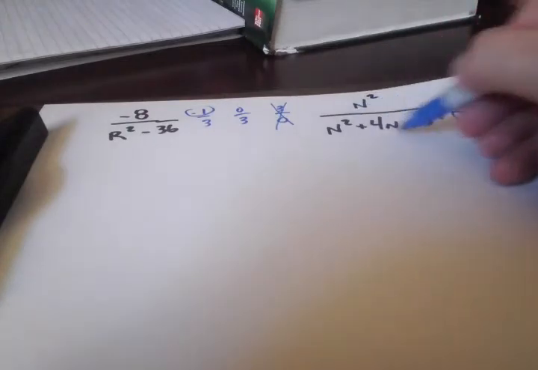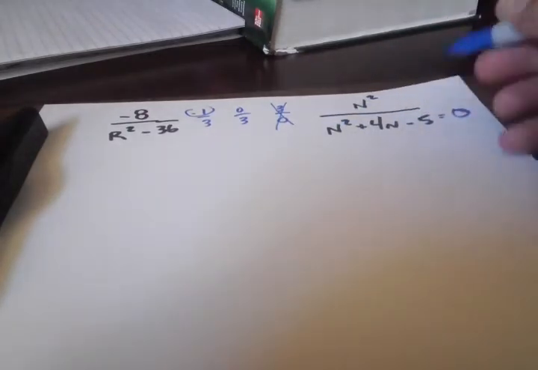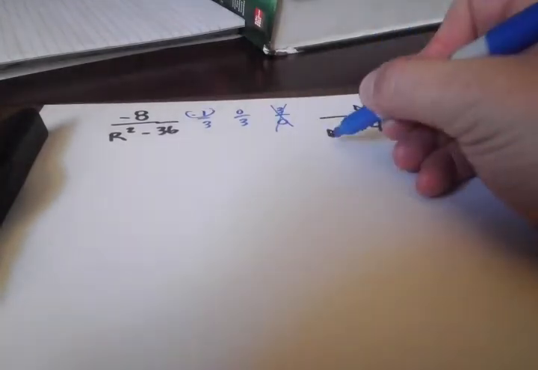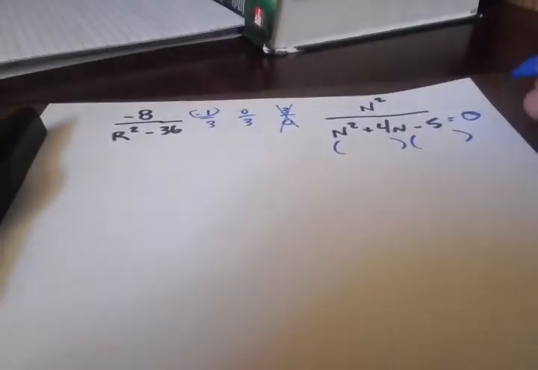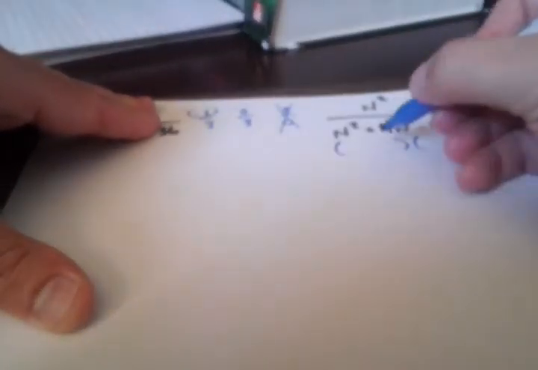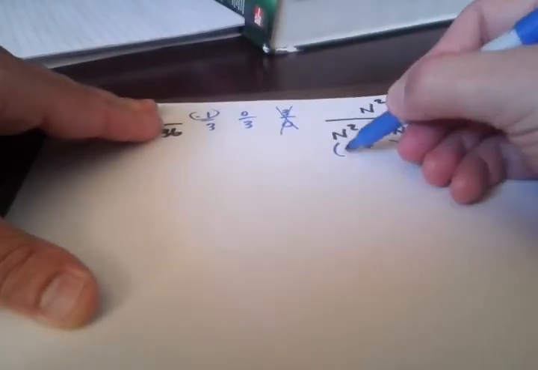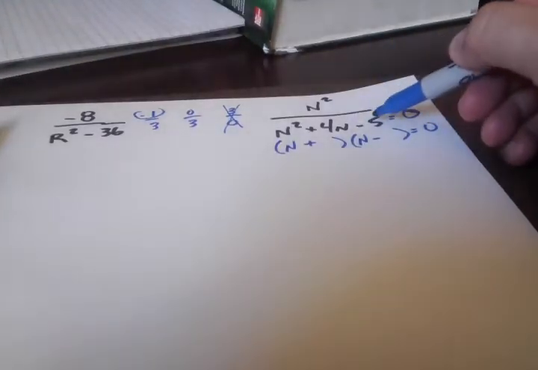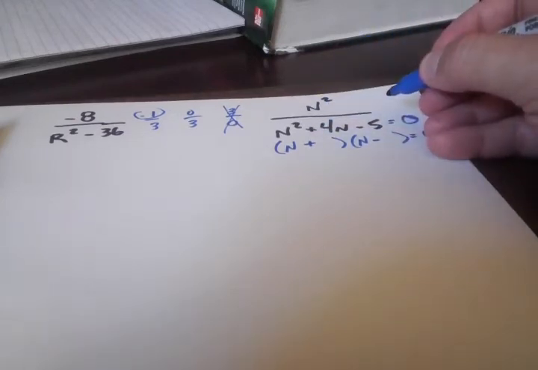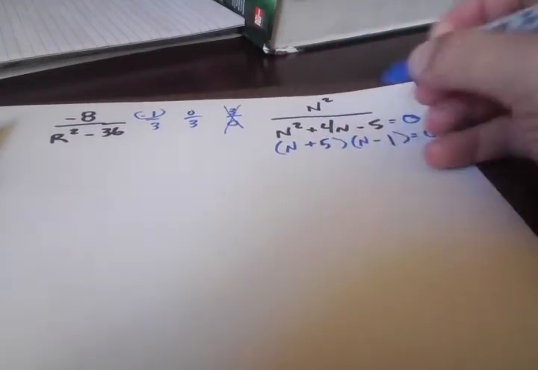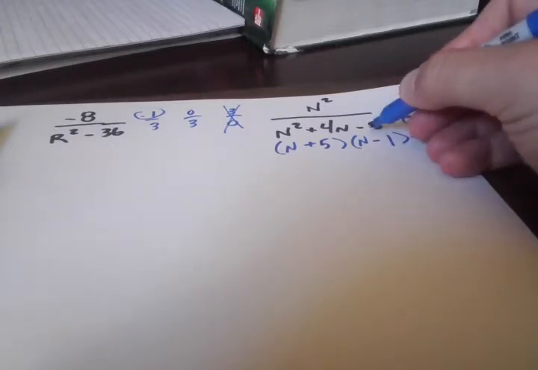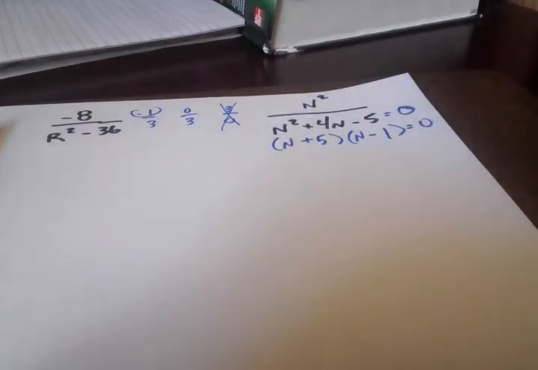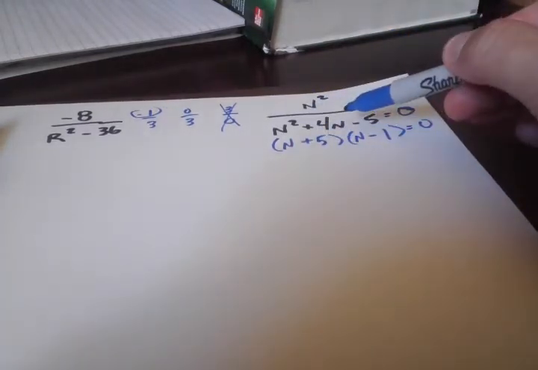So this is a trinomial. How do we solve a trinomial that's equal to 0? Well, we know how to do that. It's called factoring. So let's go ahead and factor this problem. N squared is just n and n. All right, so what are the factors of -5 that add to 4? How about a +5 and a -1, right? 5 times -1 is -5. 5 minus 1 is 4. All right, so this is the factored version of this trinomial.